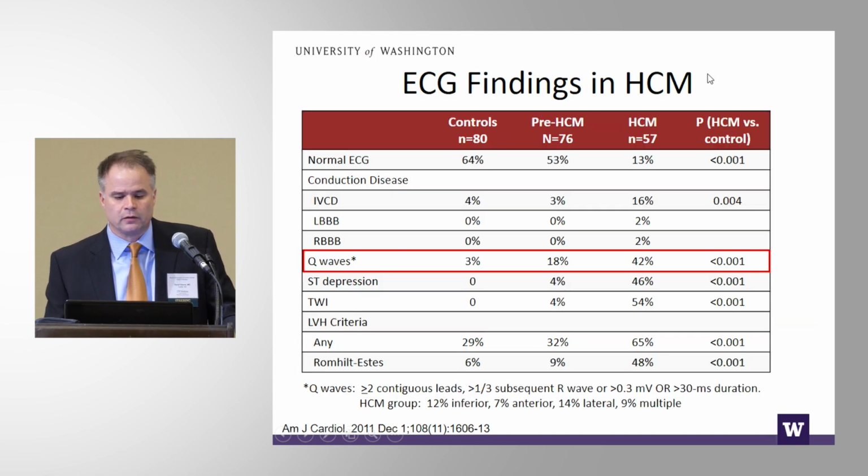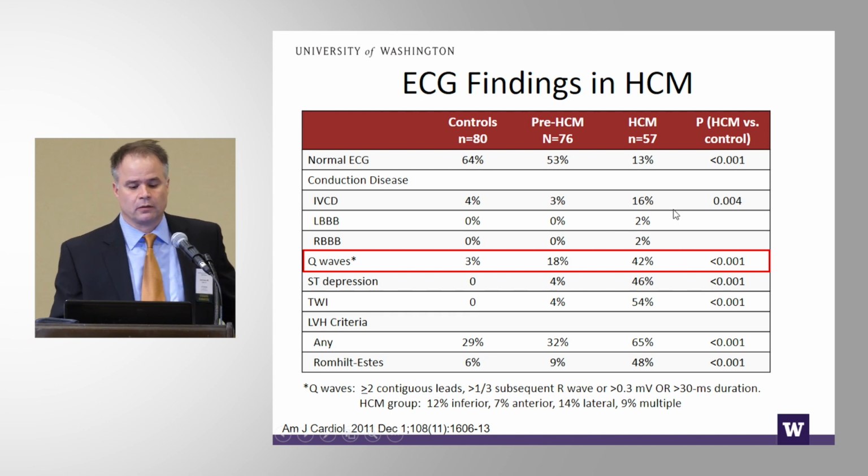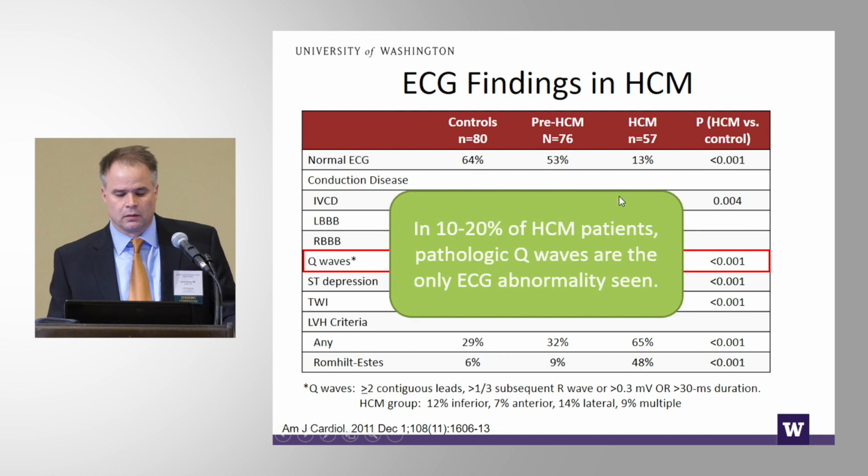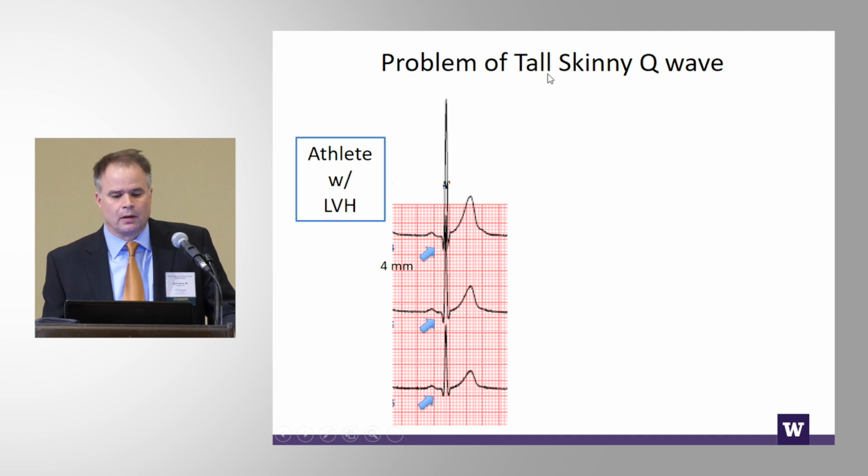I showed this before, the ECG findings in hypertrophic cardiomyopathy. HCM patients had a prevalence in this study of around 40% of Q waves, and in about 10 to 20% of them, pathologic Q waves were the only ECG abnormality seen. The problem that John pointed out before was these tall, skinny Q waves, and this is the nemesis of screening, essentially.